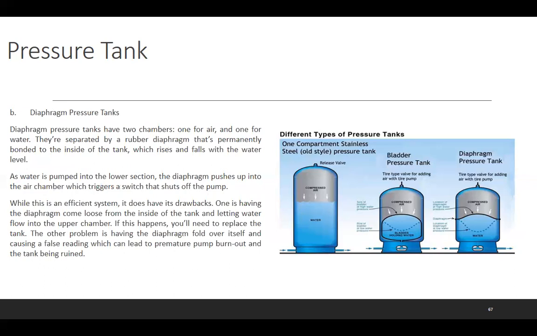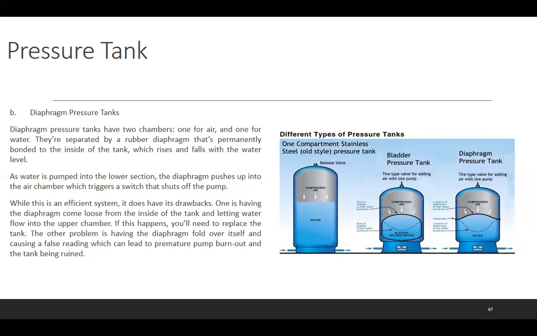Diaphragm pressure tank. Diaphragm pressure tank have two chambers, one for air and one for water. They are separated by a rubber diaphragm that's permanently bonded to the inside of the tank, which rises and falls with the water level. As water is pumped into the lower section, the diaphragm pushes up into the air chamber, which triggers a switch that shuts off the pump. While this is an efficient system, it does have its drawback. One is having the diaphragm come close from the inside of the tank and letting water flow in the upper chamber.